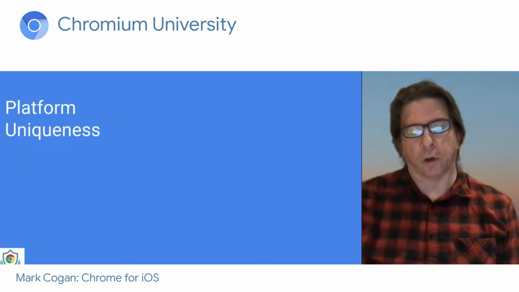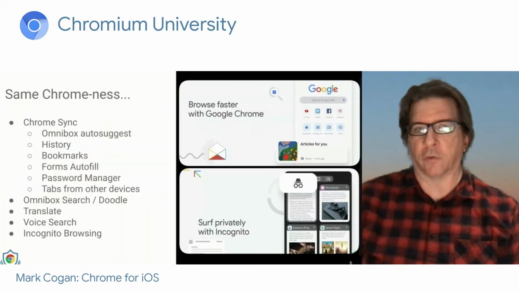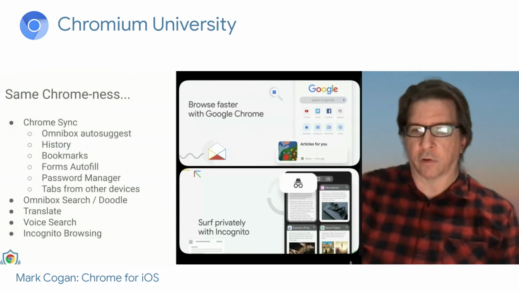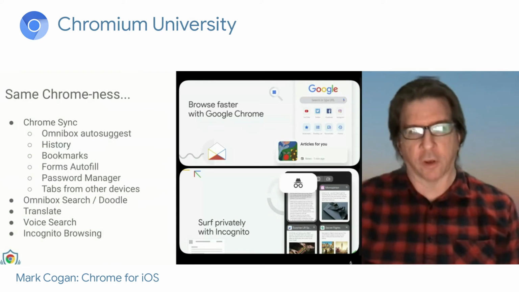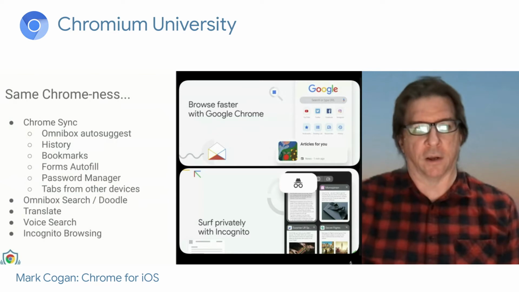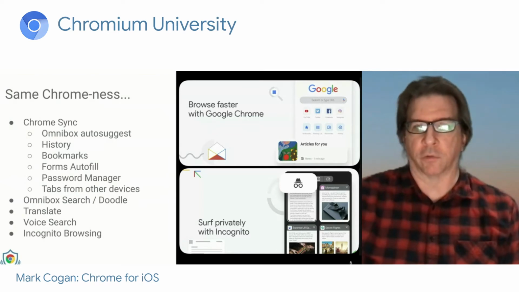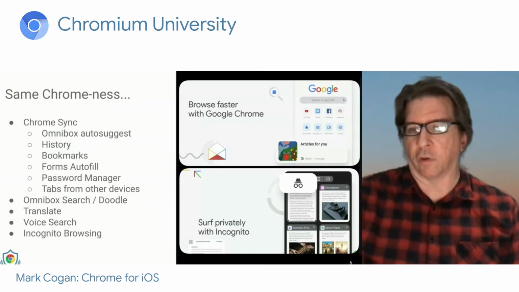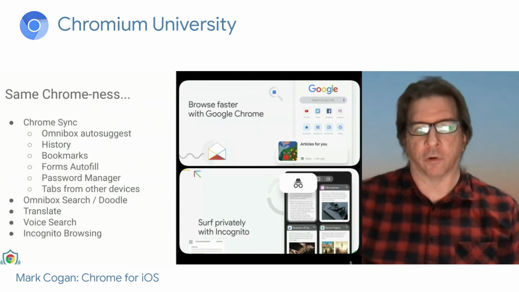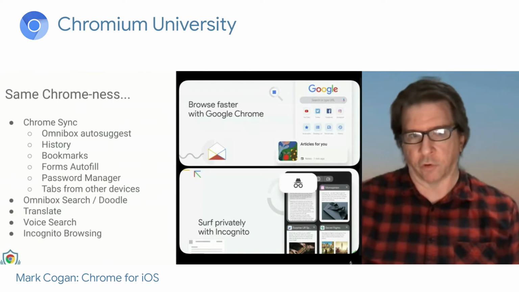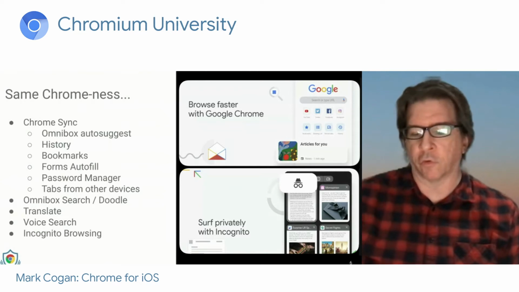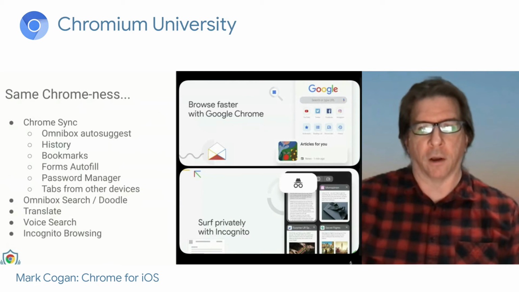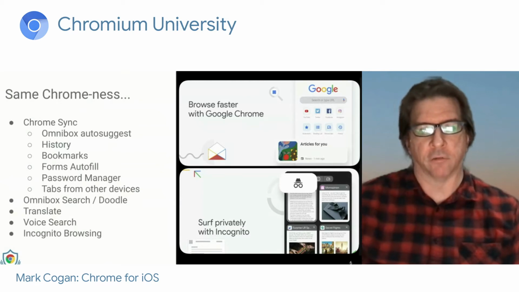So what is special and unique about iOS? Well, iOS Chrome is still Chrome. You get all the great Chrome features that you know and love. We support syncing of all the great things: history, bookmarks, autofill stuff. We show the doodle. We support translate, voice search, incognito browsing. All these features that people love are available on iOS Chrome.